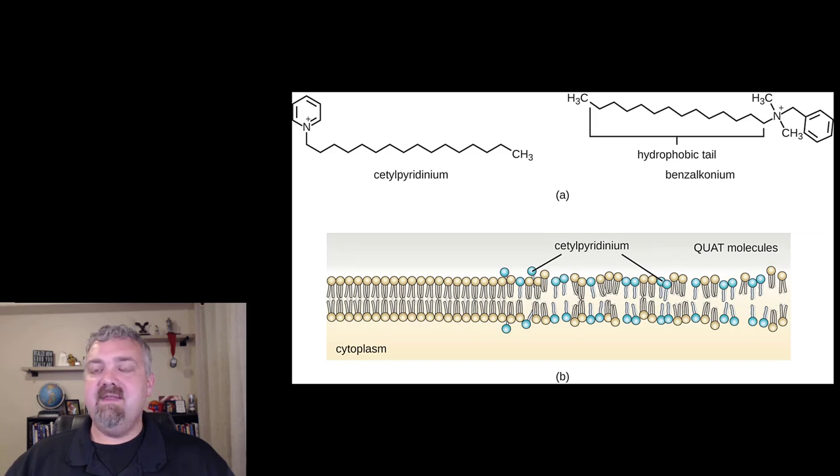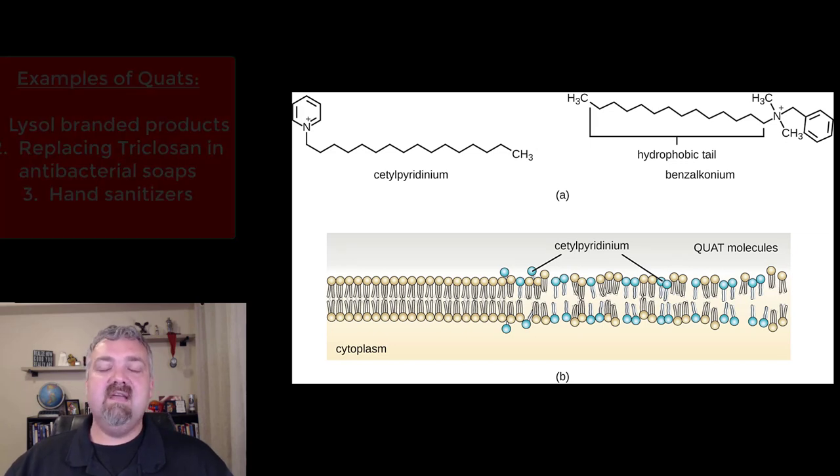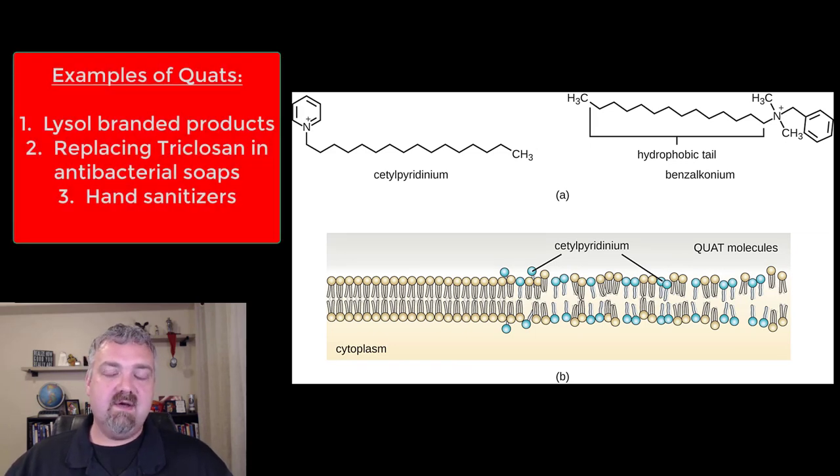So where are these used? Man, they're all over the place. Many of your Lysol branded products are going to have benzalkonium chloride in them. You're seeing it more and more, especially as triclosan is being removed from a lot of antibacterial products. You're seeing more of these Quats being added. They're in skin antiseptics. They're replacing alcohol in some hand sanitizers as well. Oral rinses, mouthwashes, you name it.